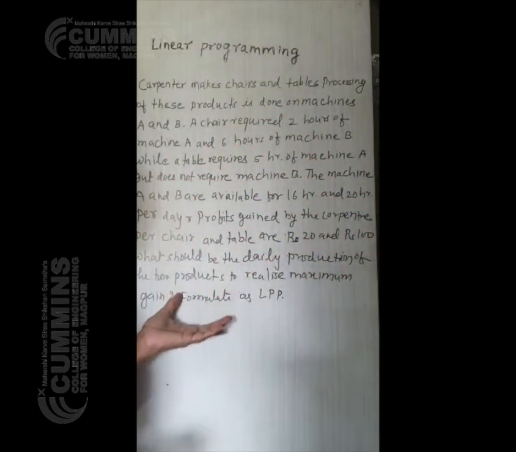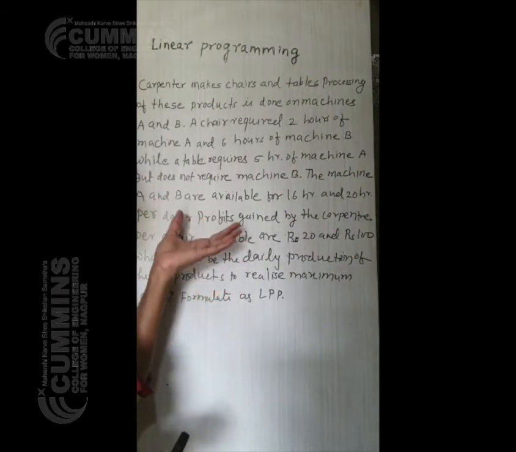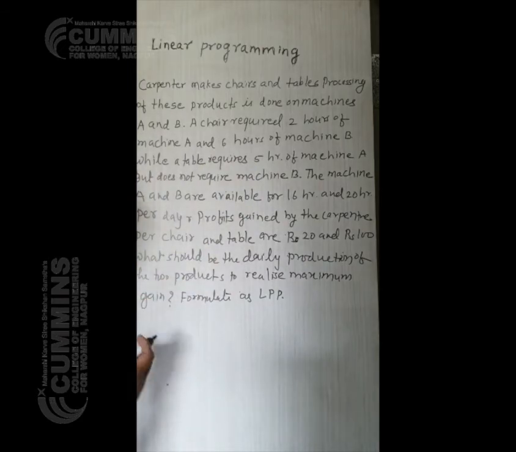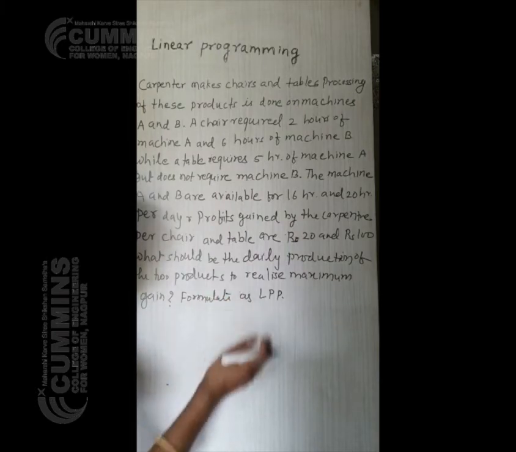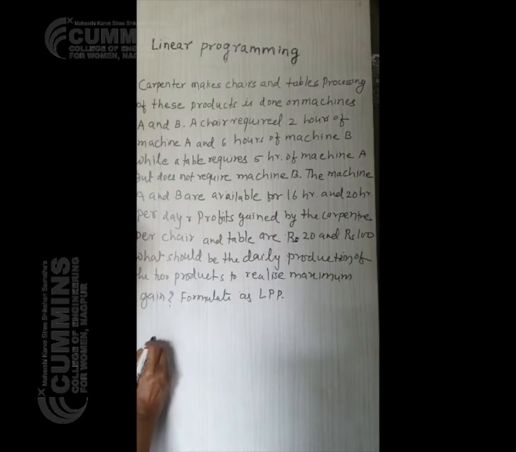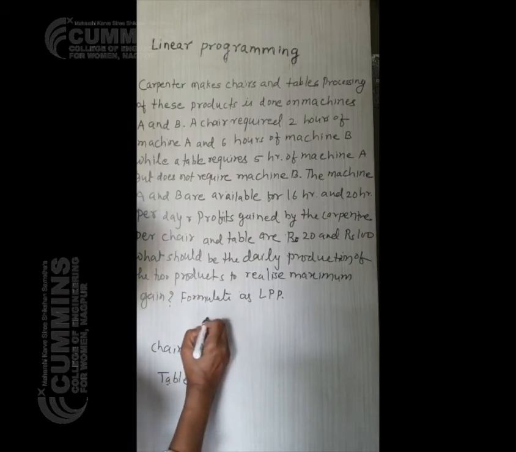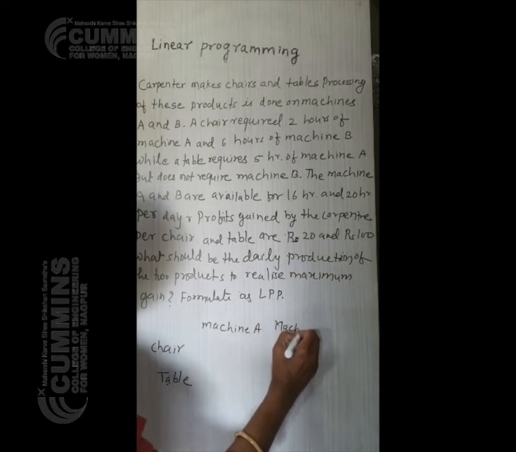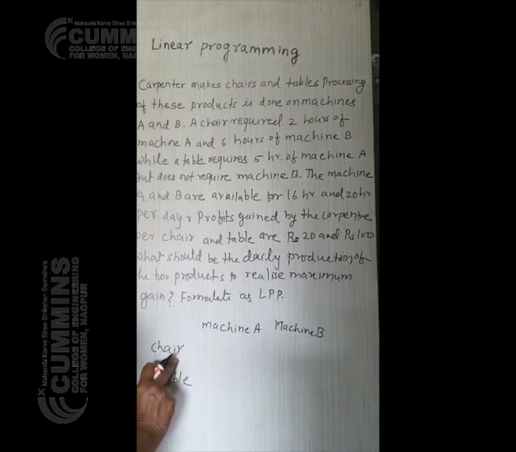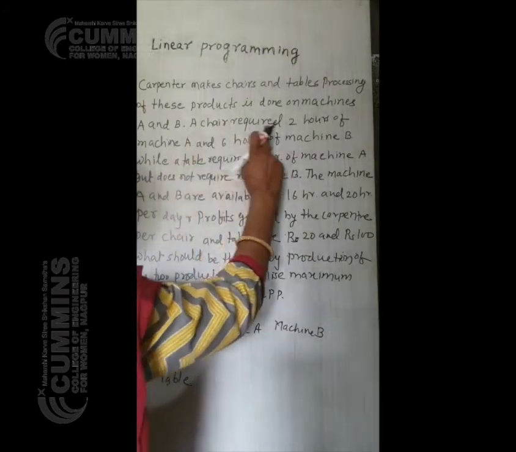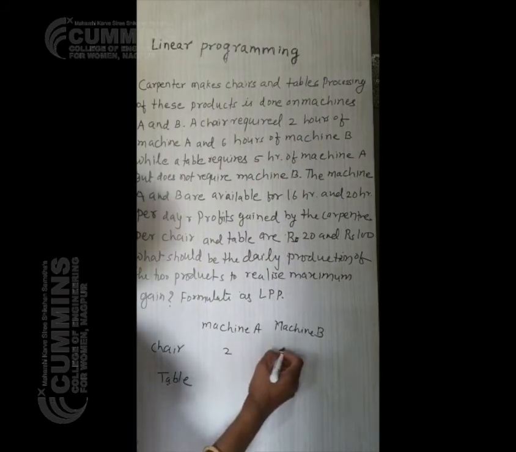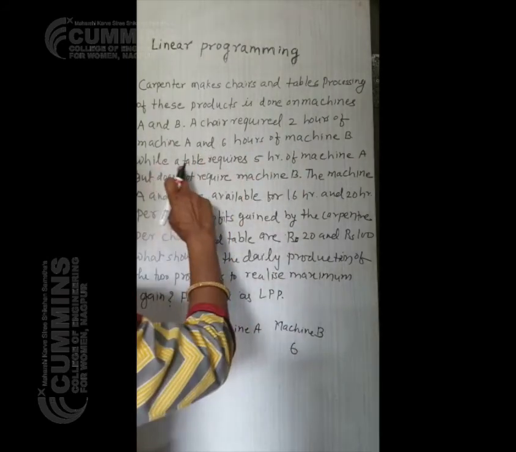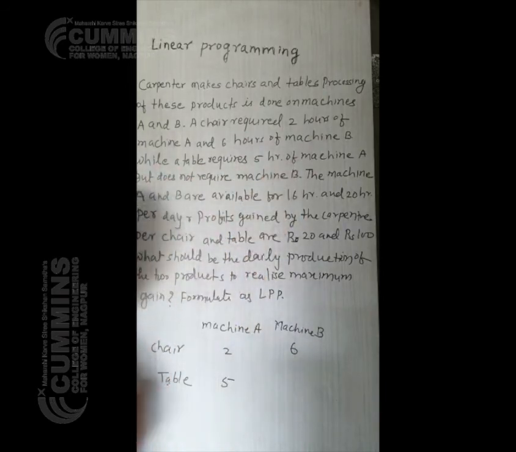To formulate this, we have to consider table and chair and machine A and B. We can formulate in this way: consider machine A and B vertically, and chair and table as columns. So a chair requires 2 hours of machine A and 6 hours of machine B, while a table requires 5 hours of machine A only, and 0 hours of machine B.